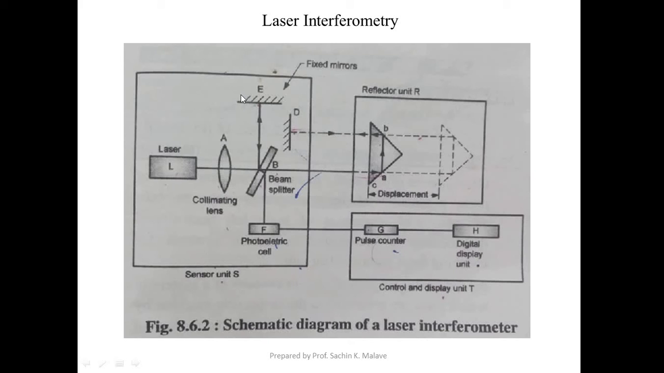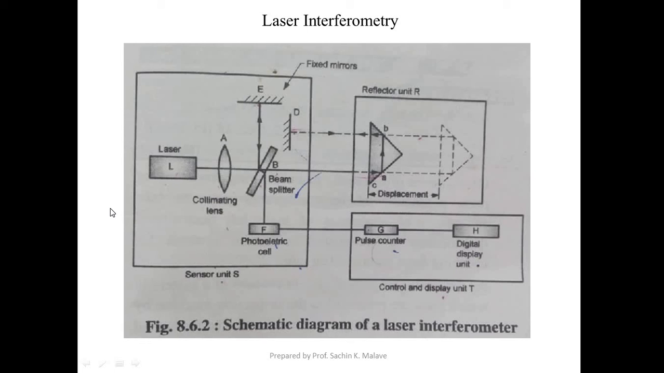Now if you look at this schematic diagram of the laser interferometer as shown in the figure, it consists of basically 3 units. So this is the 1st unit, this is the 2nd unit, and this is the 3rd unit. All these 3 units are shown by bold rectangles. This is called the sensor unit S, then the 2nd unit is the reflector unit R, and the 3rd is the control and display unit. Okay, 3 units are there. Now we'll see one by one what is included in each unit.